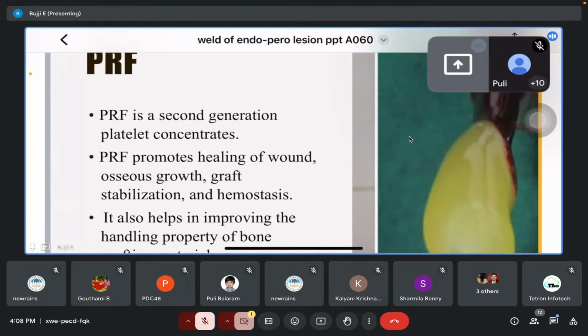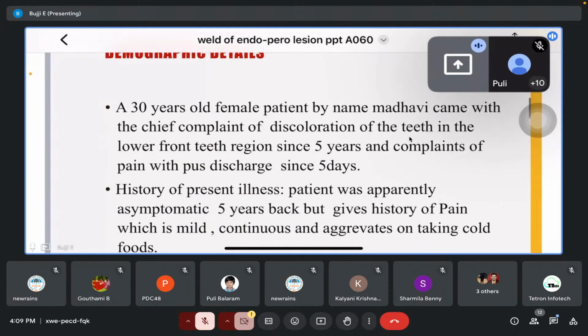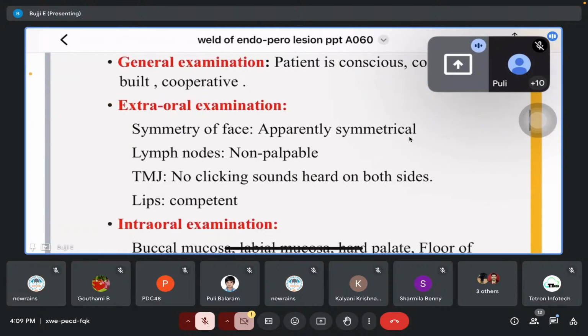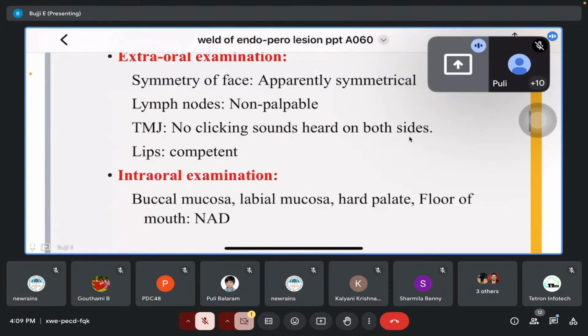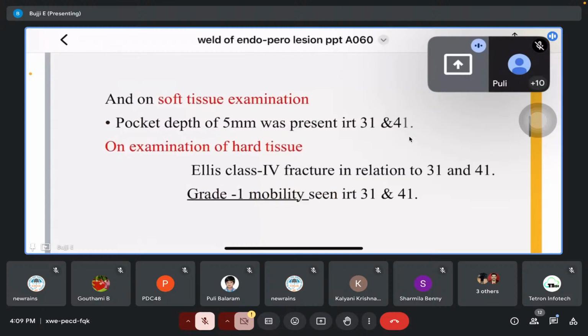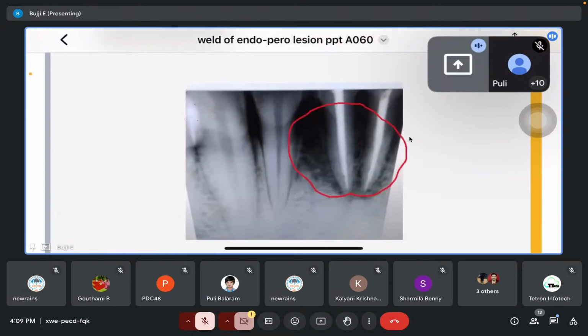The PRF is a second generation platelet concentrate, and the bone graft which we are using is demineralized freeze dried bone graft. So, coming to the case report, a 30 year old female patient named Madhavi came with a chief complaint of discoloration in the lower front teeth region, and she is having pus discharge, with normal systemic health. On extraoral general examination it is normal, and on intraoral examination there is nothing. On soft tissue examination there is a pocket, and it is an Ellis class 4 fracture on hard tissue examination.